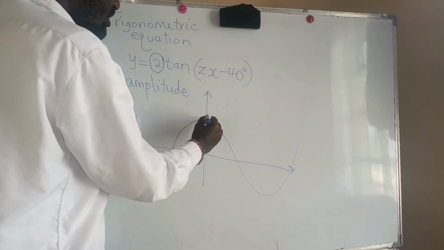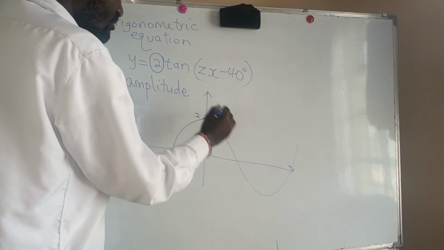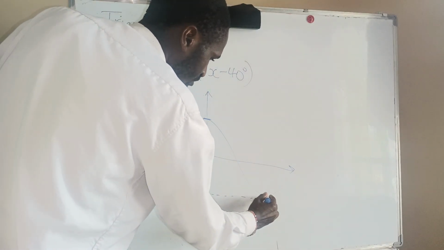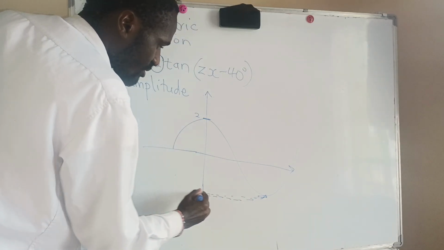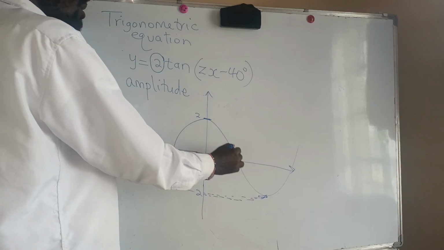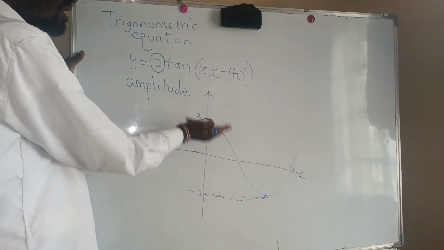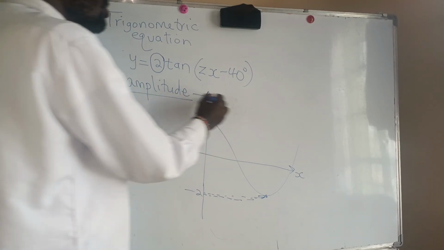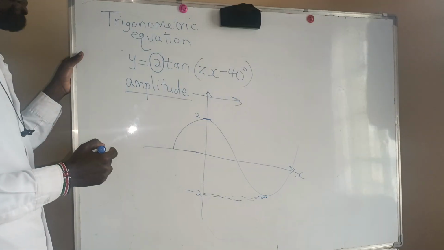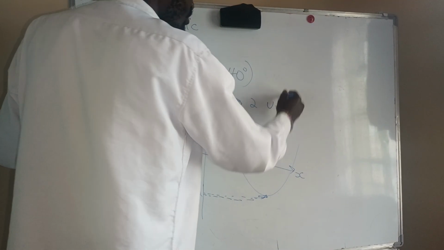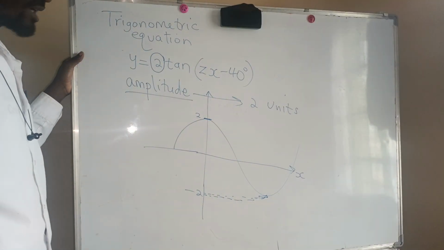So at this point, I expect you to have 2. And as well, at this point, I need to have this, you see, -2. So the maximum displacement on either side of the x-axis becomes our amplitude. So if told to give the amplitude from this trigonometric equation, you're just going to write 2 units. That becomes your final answer for that.